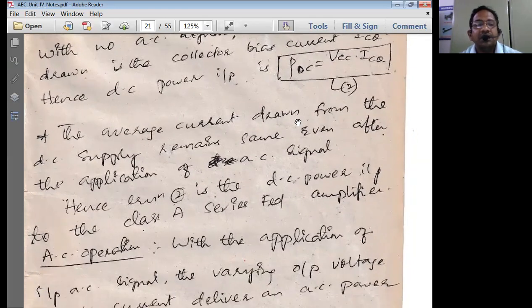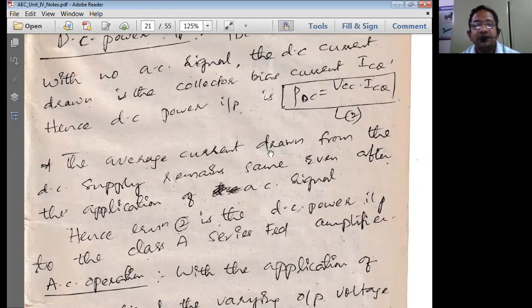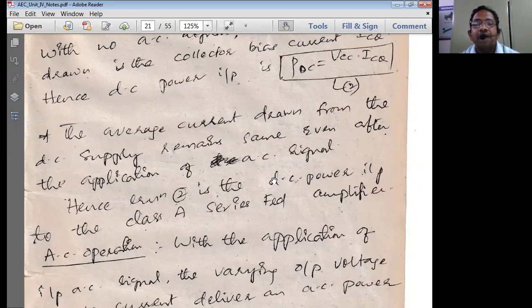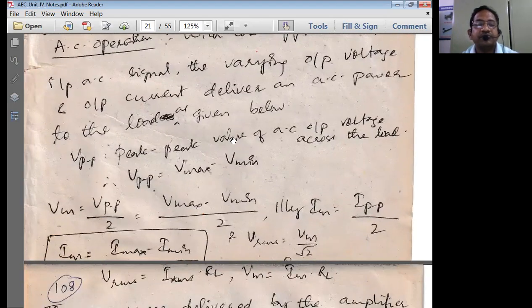Now, there is a problem with this class A type of the power amplifier circuit. Even though there is no input signal, still we will be having a power dissipation in the circuit. That is the major drawback, due to which the efficiency will come down drastically. The power utilization is very less, loss is going to be really more in the case of class A series fed type of the power amplifier circuits.